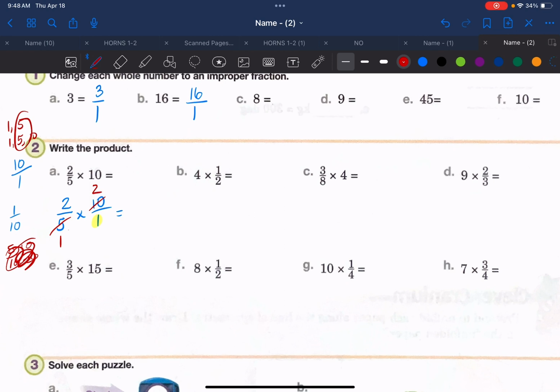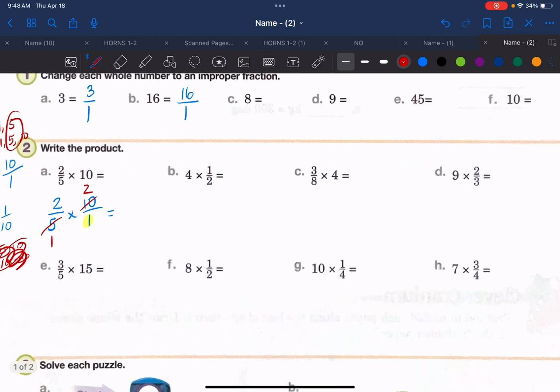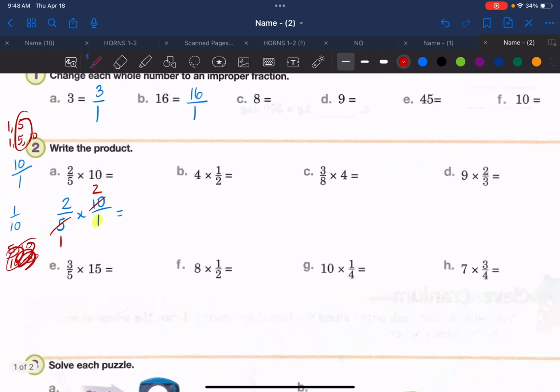So now my fraction, if I multiply across, is 2 times 2 and 1 times 1. Then I actually divide it. 4 divided by 1 is 4. Okay? All right, next one, same thing.